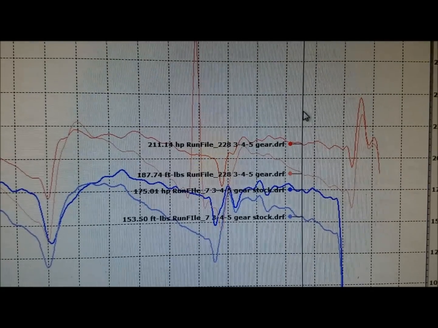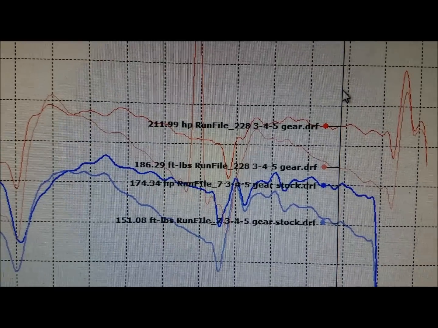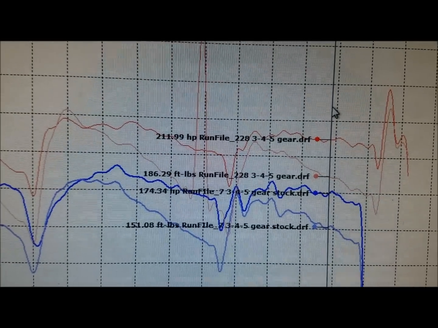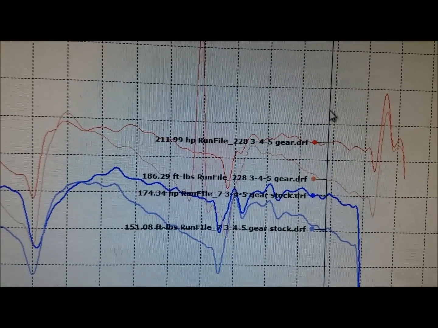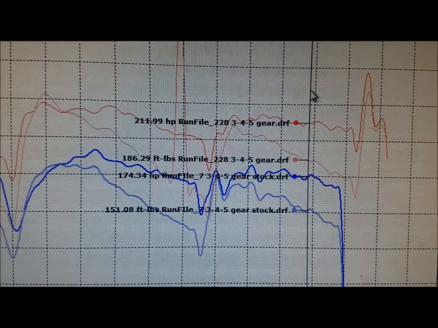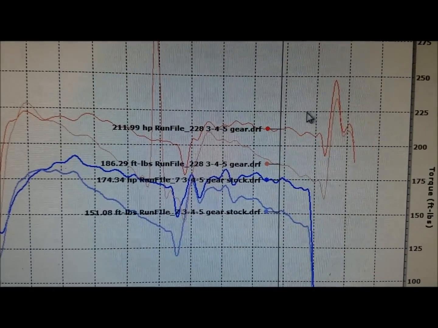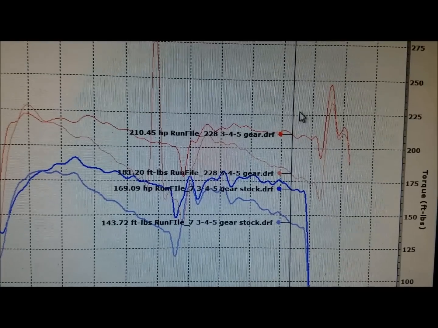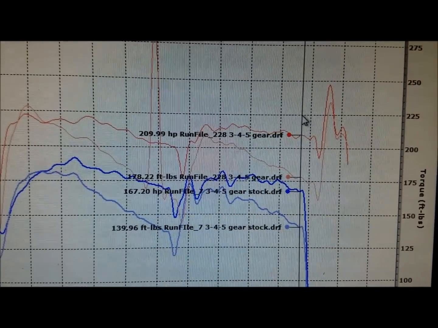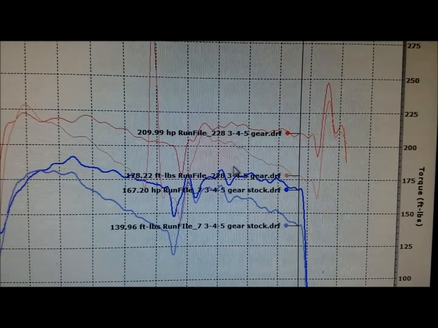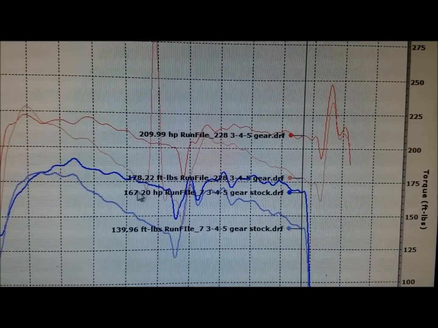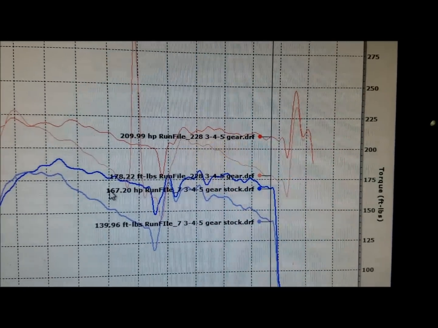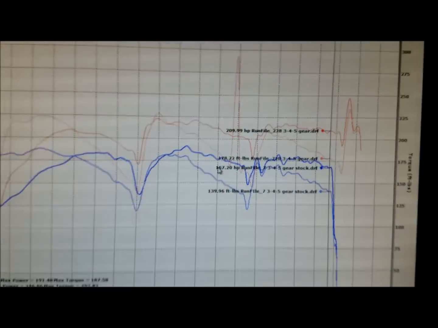What are we seeing here at fifth? So we're looking at 174 versus 211 horsepower. Now we're looking at some decent gains. We're looking at 25, 35, 36 horsepower again. But as you can see, we're not losing any power. Power is really not falling off too terribly hard. 209 horsepower versus 167 horsepower. So getting upwards of 40 horsepower in fifth gear gains.